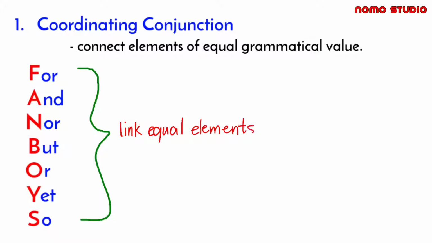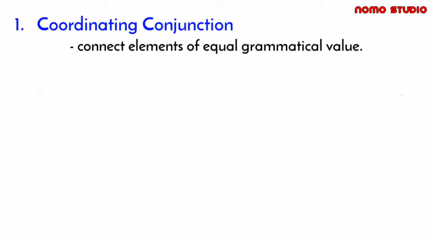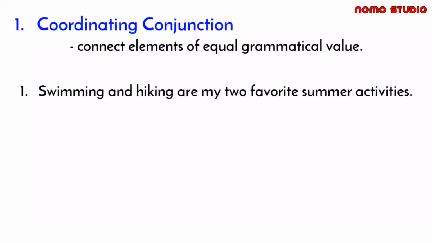Let's take a look at these examples. Swimming and hiking are my 2 favorite summer activities. In this sentence, the word and connects the 2 equal elements, which are swimming and hiking. Both of these are subjects of the sentence, while and is what we call the coordinating conjunction.